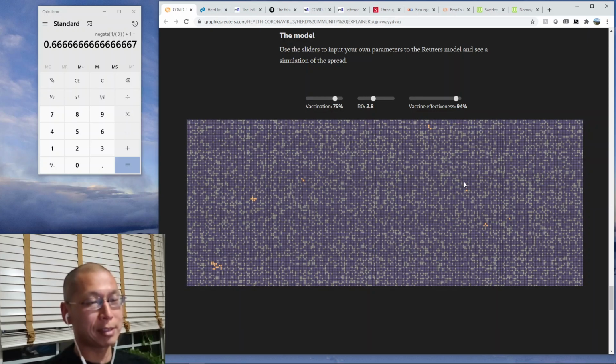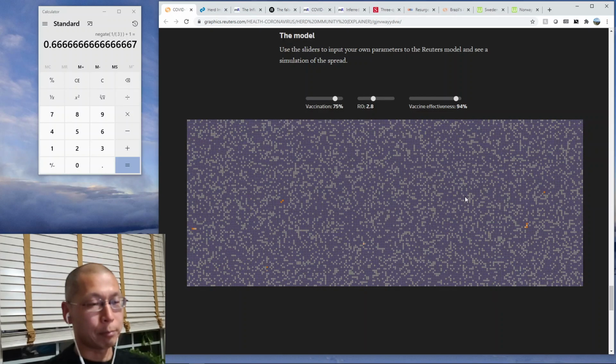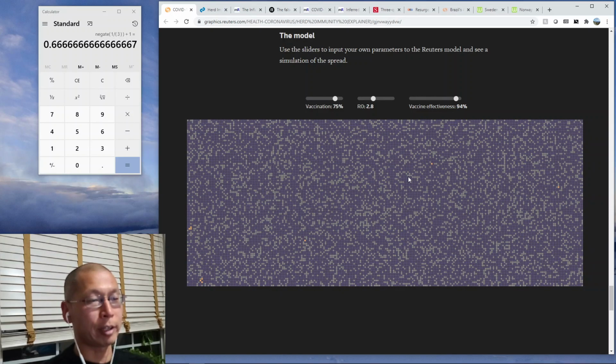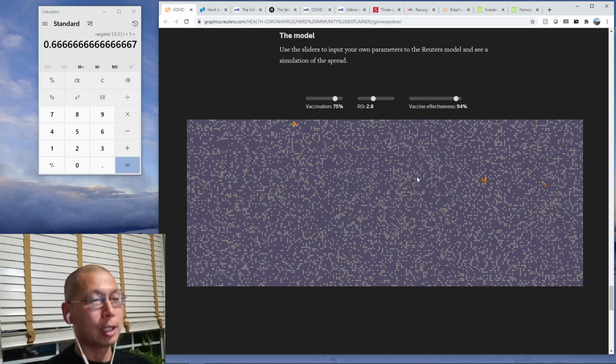So if you have a lot of mixing of people, then you need even higher numbers of vaccination or immunity to achieve herd immunity. And so Manaus is a pretty poor city with lots of crowded conditions, and so they have a lot of mixing of people. So that's one of the reasons.